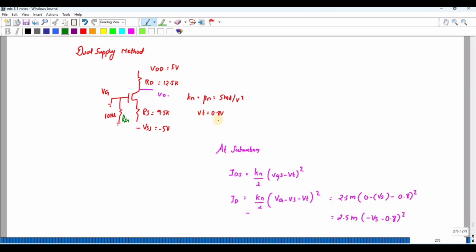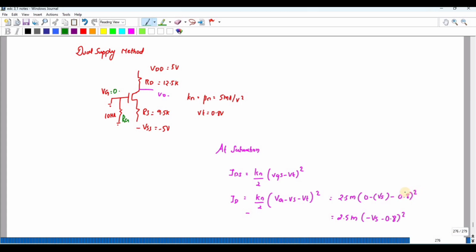We know that in order to make the MOSFET operate as an amplifier, it has to be in the saturation mode. In the saturation mode, the value of IDS is equal to Kn divided by 2 times (VGS minus Vt) the whole square. I am going to substitute the Kn value. 5 divided by 2 is 2.5 milli. Vg I have given as 0, since it is grounded. So VGS is 0 minus Vs, minus Vt is 0.8. This is what they have given.